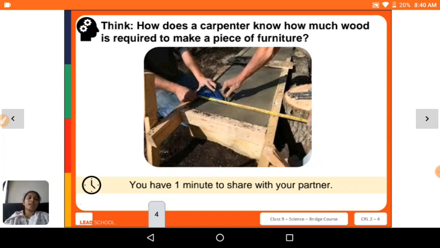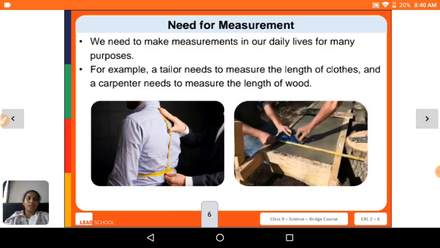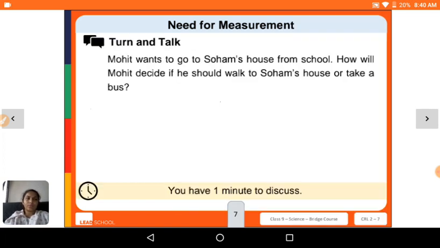How does a carpenter know how much wood is required to make a piece of furniture? The carpenter would either use a ruler or a tape to measure the length of the wood. We need to make measurements in our daily lives for many purposes. For example, a tailor needs to measure the length of cloth and a carpenter needs to measure the length of wood. Now, the need for measurement. What is the need?